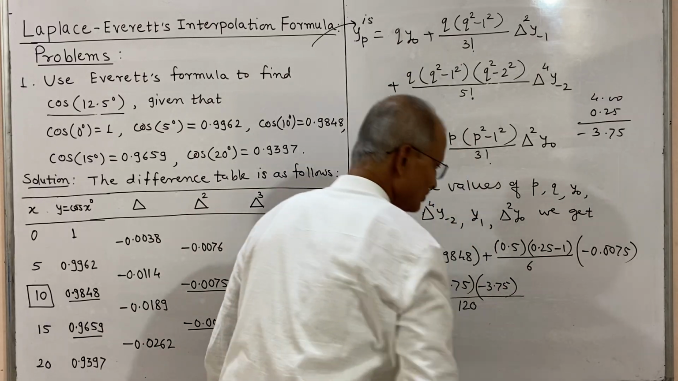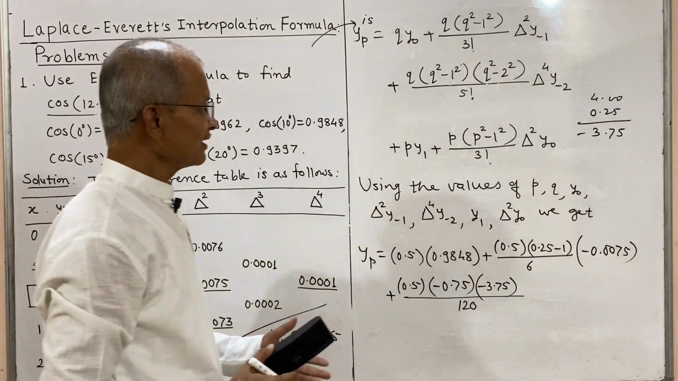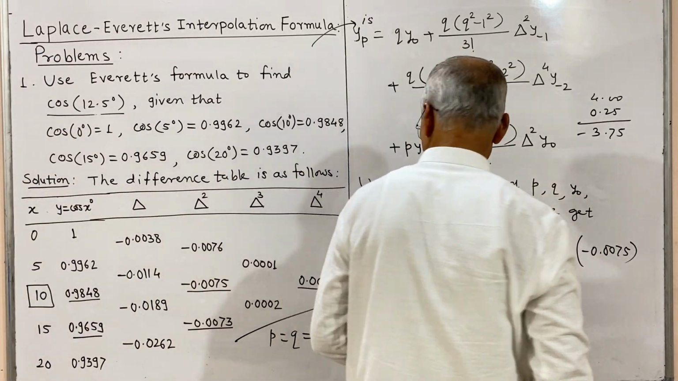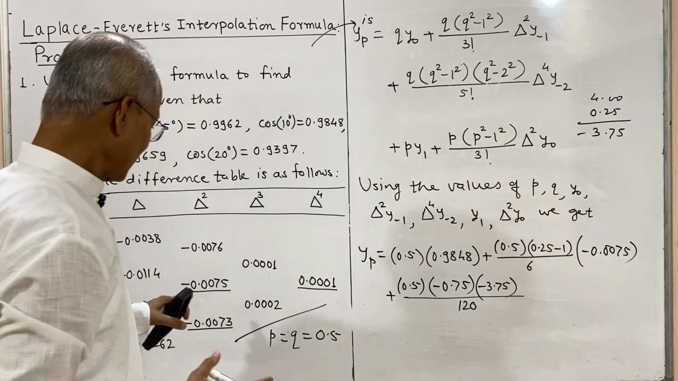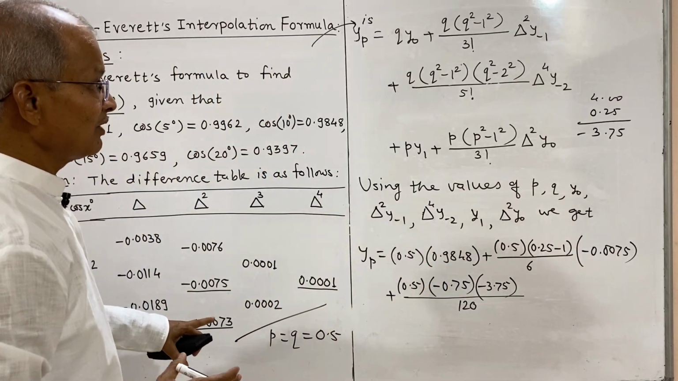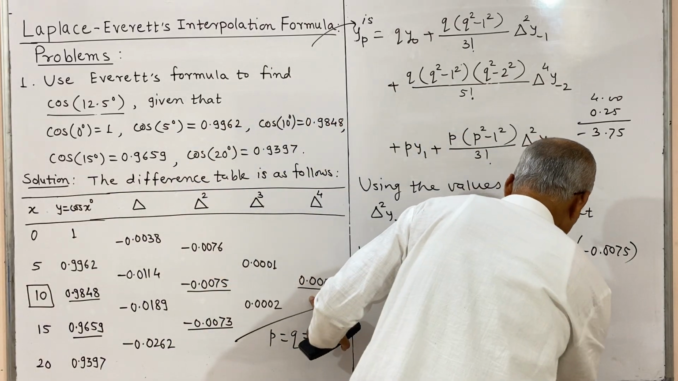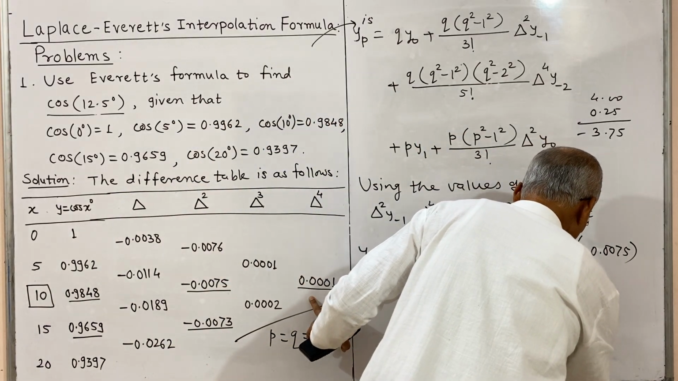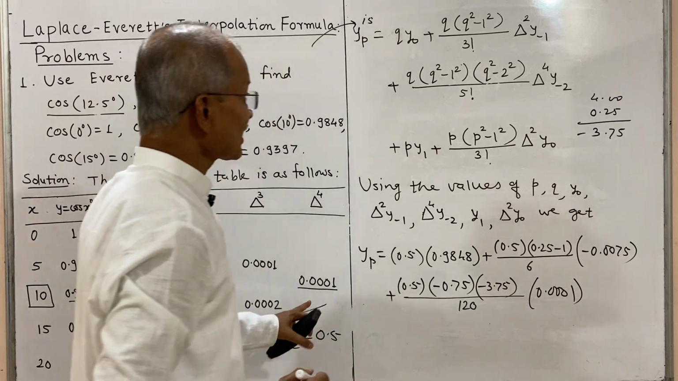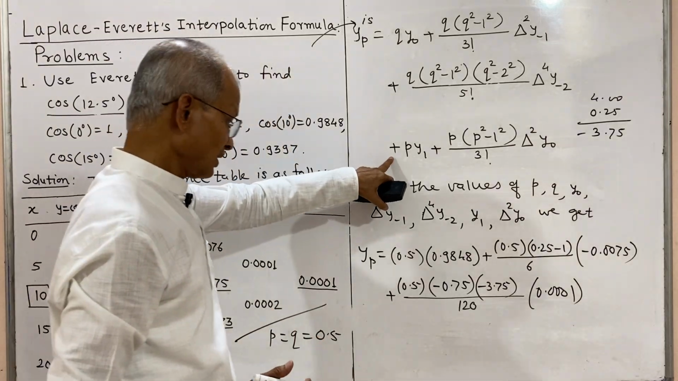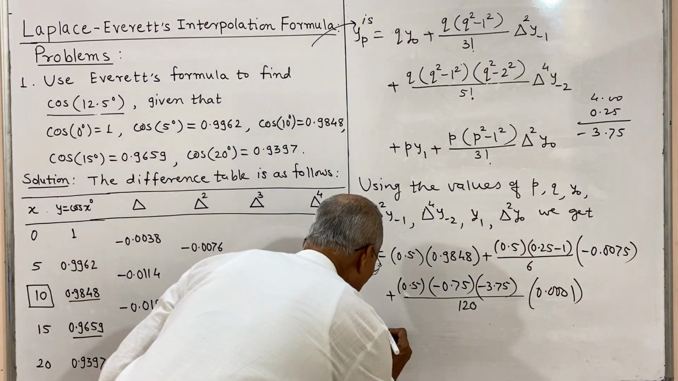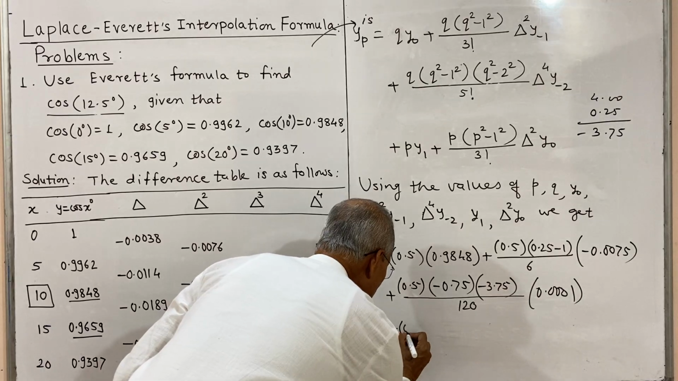Actually we should use a scientific calculator, and I have used this calculator and written the values. And what is the value of delta raised to 4 of y minus 2? That is 0.0003. Now the next value required is plus p y1. What is p? It is 0.5.